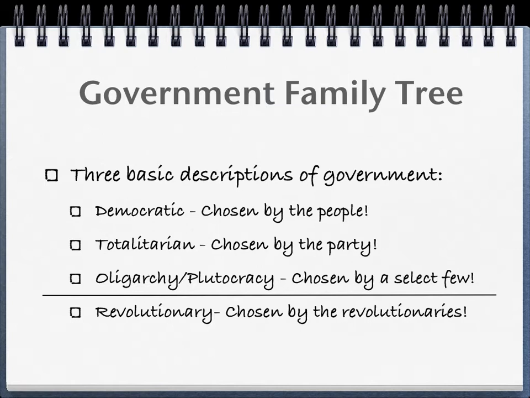Now, with all that being said, all of those can also be revolutionary governments. And that quite simply is a government that's chosen by people who just had a revolution. So the American government, way back in the late 1700s, even though it was democratic, was also revolutionary, because we overthrew the British and we got rid of the old form of government.